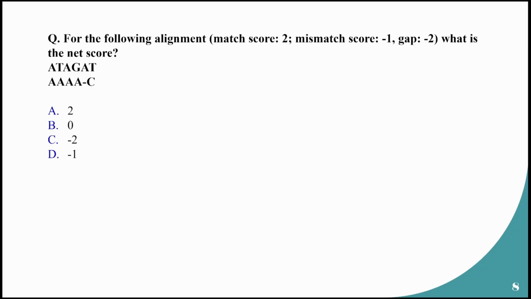Yes. Also, if we change from a purine to a pyrimidine in the case of nucleotides, the score should be higher. But if we change between two purines or two pyrimidines, it should be lower because they are structurally the same.